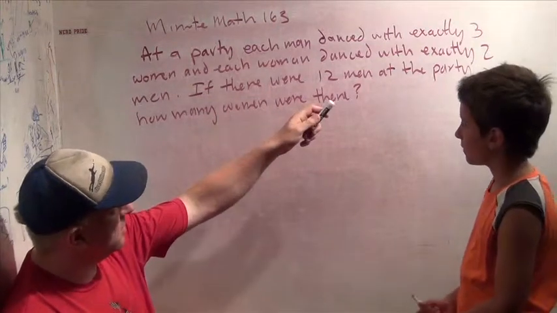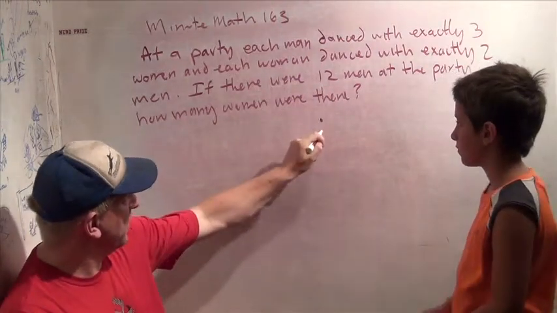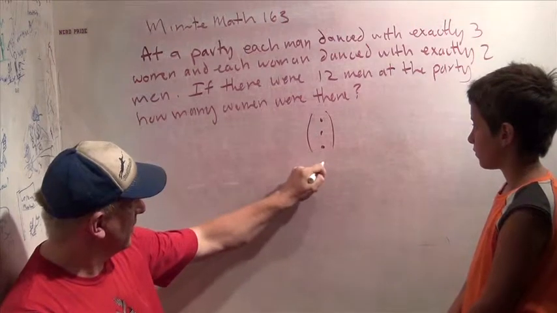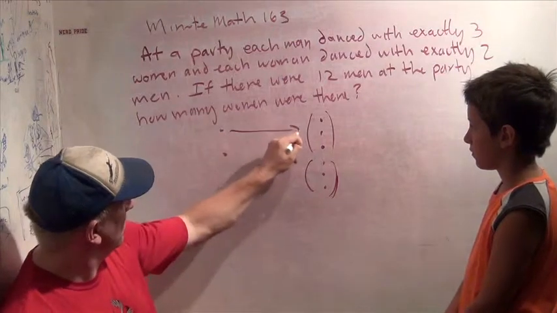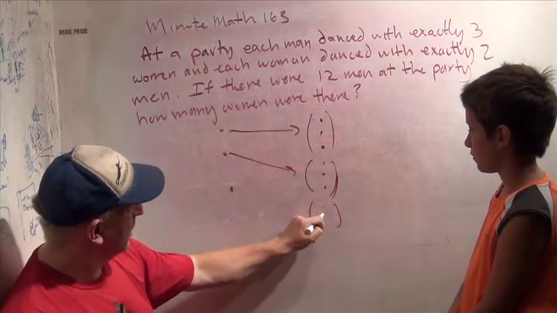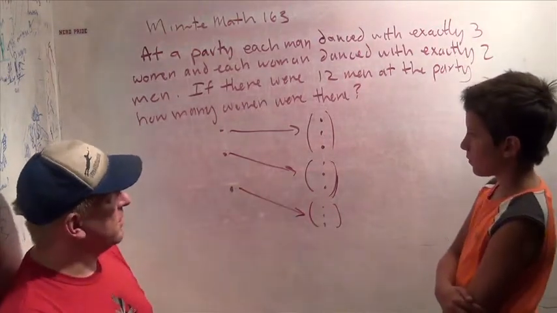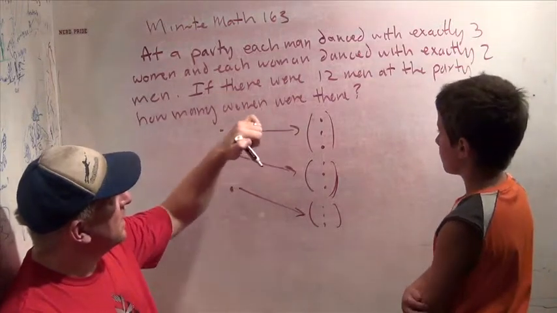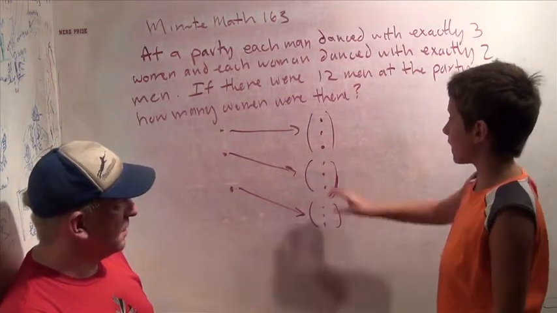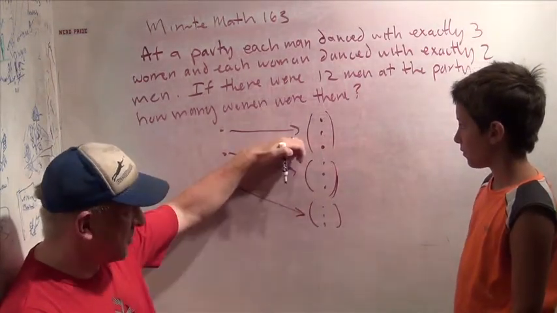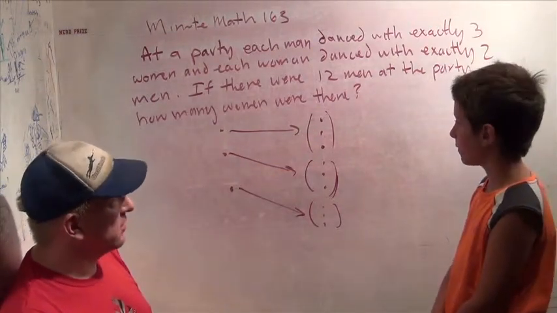If there were 36 women there, and the 12 men were in groups of 3, like this, these are the women and here's the men, you could just draw lines like this. That could happen. It could be that there's 36 women. In this case, how many men did each woman dance with in this scenario? Each man danced with 3 women. How many men did each woman dance with? Only 1. So is the answer 36?